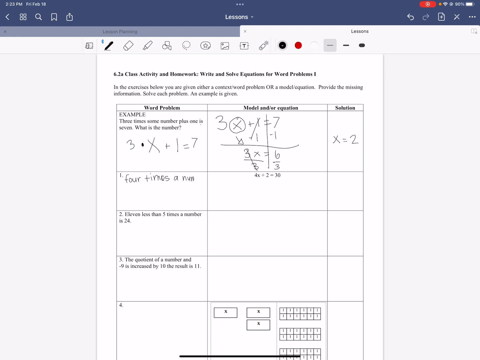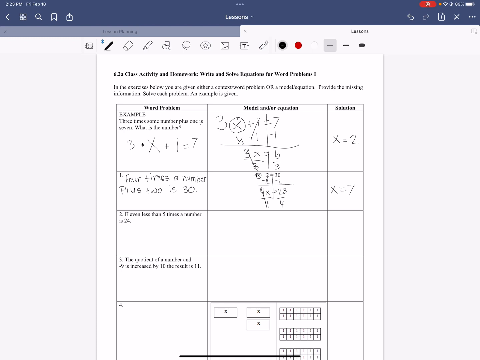Okay, we don't know what that number is. 4 times a number plus 2 is 30. So we have 4 times a number plus 2 is 30. And now we're going to solve this like we would normally do. And if you're struggling with the solving, go back in Canvas or go to the solving equations module and relearn that. And x equals 7.